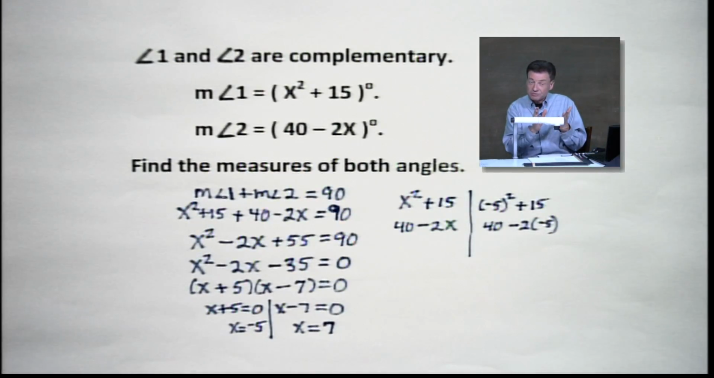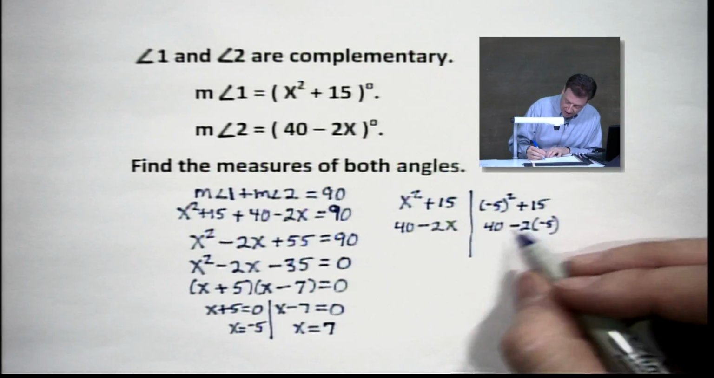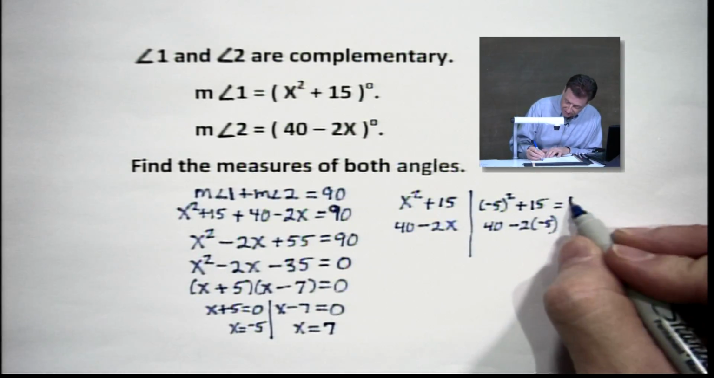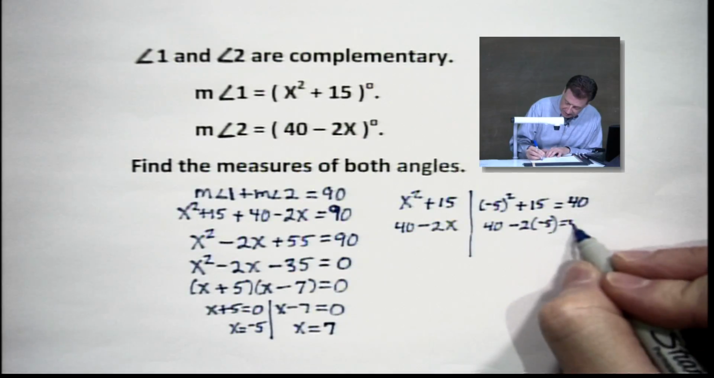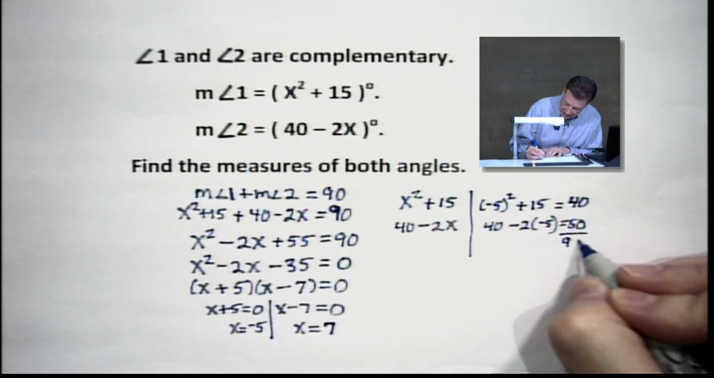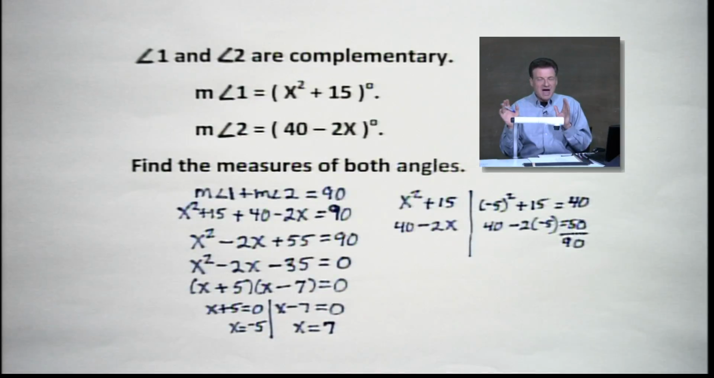We multiply first before we subtract. Order of operations. Hey, my dear Aunt Sally rules everywhere. She is forever, ever with us, all right? And let's see what we got. This one gives me, we said 40. This one gives me 50. Oh, they add up to 90. So negative 5 is good.